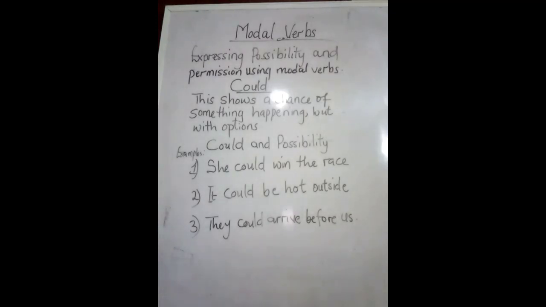Let's look at some examples. The first one here says, she could win the race. That means there is a chance of her winning the race, but then there are also other options that she doesn't win.